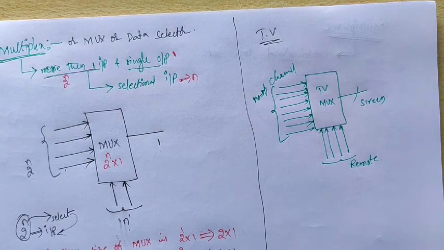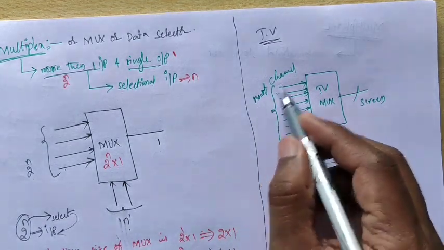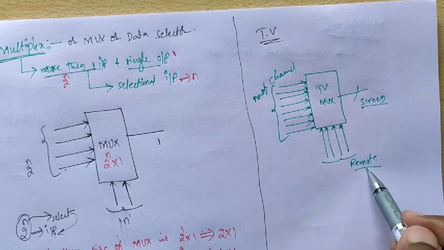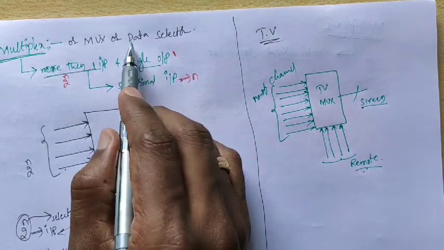By using the remote controller, we can select the input channels. These are the number of channels, this is the screen, this is the remote. These channels are selected by the remote. That's why it's called the data selector.